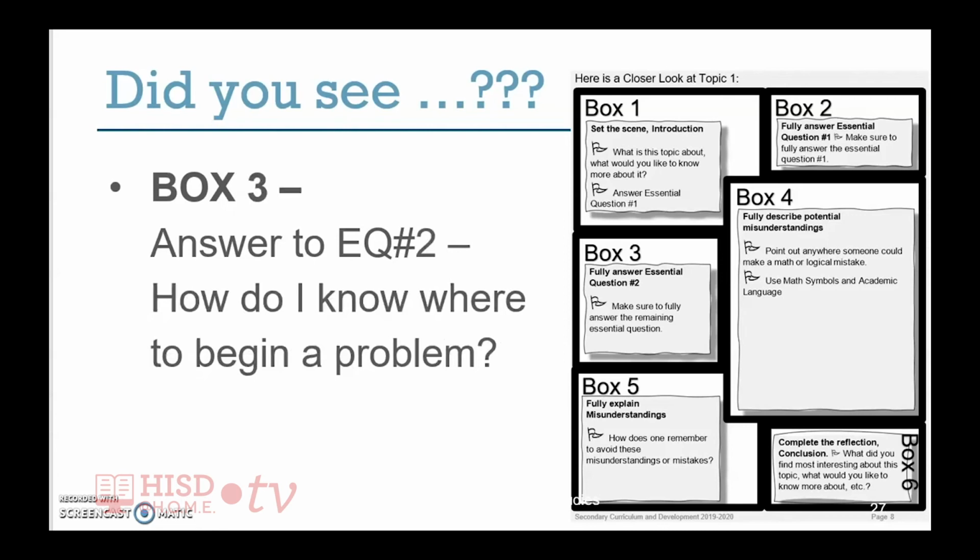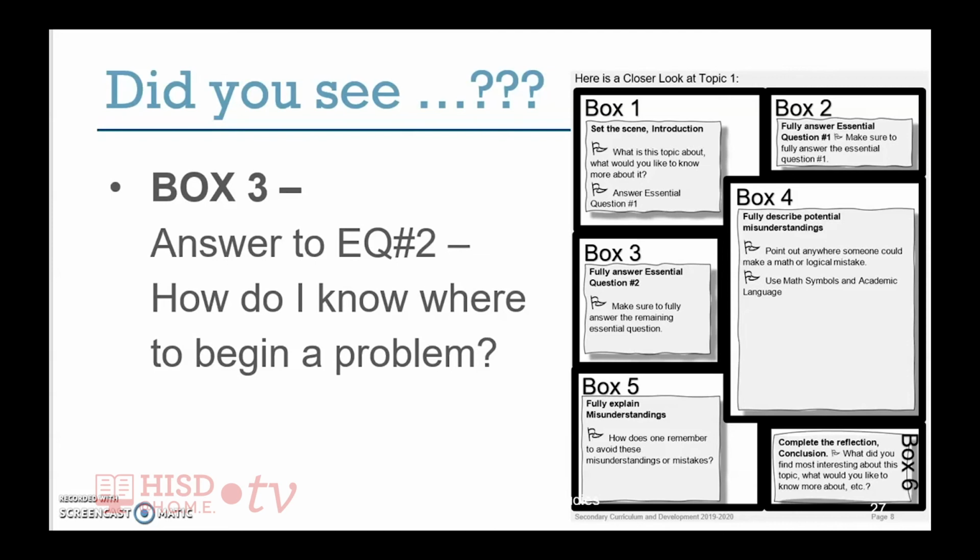Did you see how I tried to address the questions in box 3? In box 3, we're asked to address essential question number 2. Now remember, for your topic, it will be different. For me, it was asking, how do I know where to begin a problem? So I added this in when Anne said she knew how to evaluate an expression. She wanted to start at the top of the order of operations by using parentheses and grouping symbols, and then doing the rest of the problem.